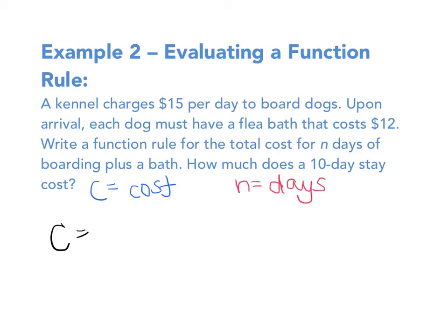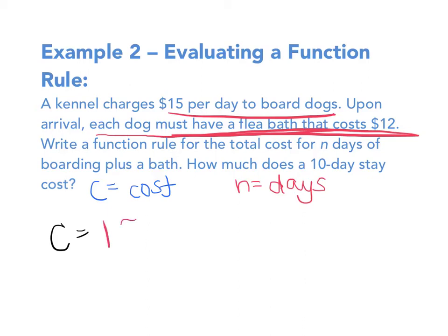to, well, the cost is $15 per day. That's a piece of information we're given. And then there's a one-time cost of $12 for a flea bath. So I'm going to say 15 times n, the number of days, plus 12 for that one-time flea bath is the total cost of any duration of stay that a dog has. But we're being asked in the second part to evaluate for 10 days. So what I'm going to do is just plug in 10 for the n and evaluate for the total cost.